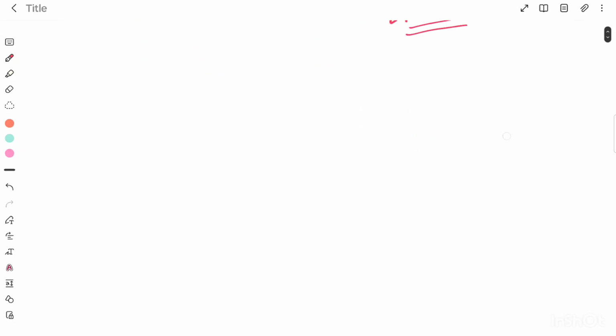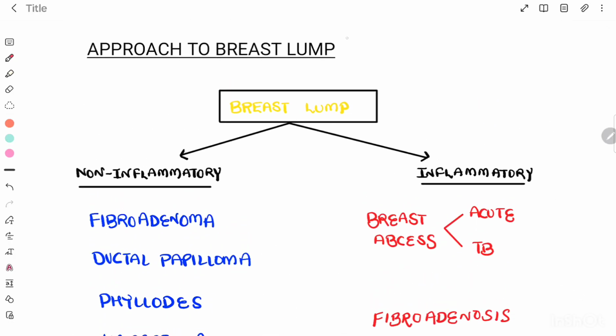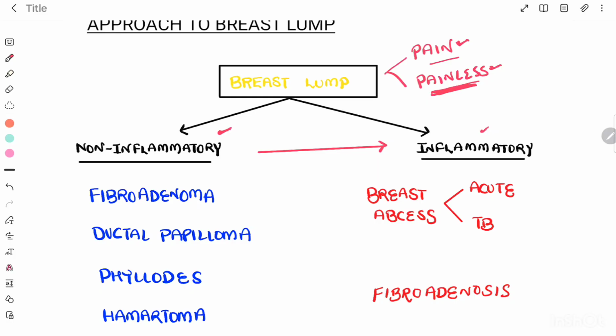So let's start. First of all, there is a breast lump. Now we are going to discuss the approach. A patient can present with a breast lump which can have pain or be painless. So we are going to divide the breast lump into two major categories: if the patient has pain or has no pain. First we are going to discuss the painless breast lump, that is non-inflammatory swellings. After that, we are going to discuss the breast lump with pain, that is inflammatory swelling.